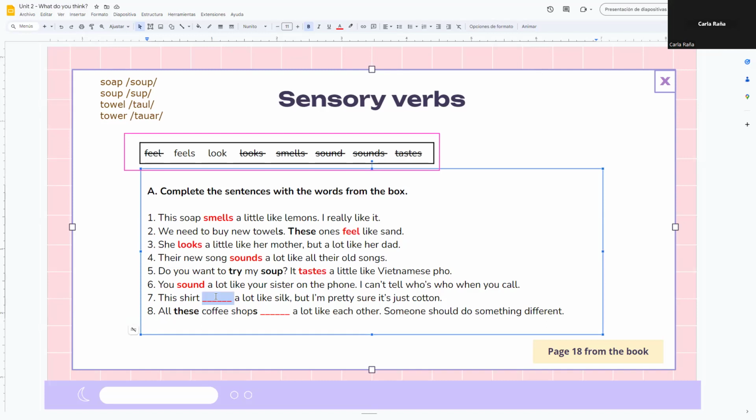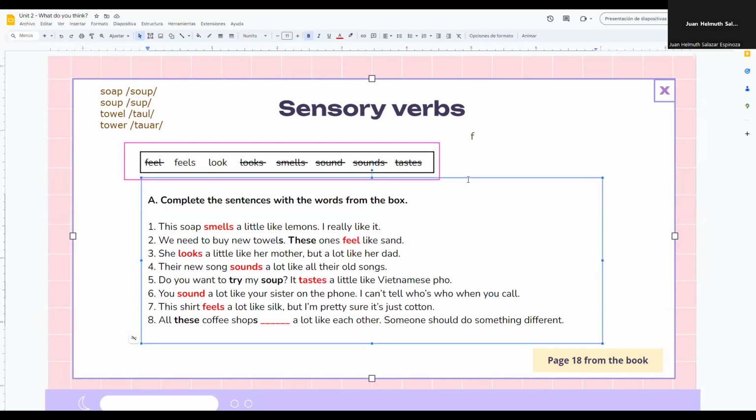This shirt a lot like silk, but I'm pretty sure it's cotton. Feels. Let's see what we have in the chat. Feels too. Yeah, feels. Why? Because we are talking about fabrics. What is fabric? Who remembers? It's like tela, yes. I always forget that word in Spanish. Fabric. So silk, this is not silk. This is wool, actually. But yeah, you can have silk.